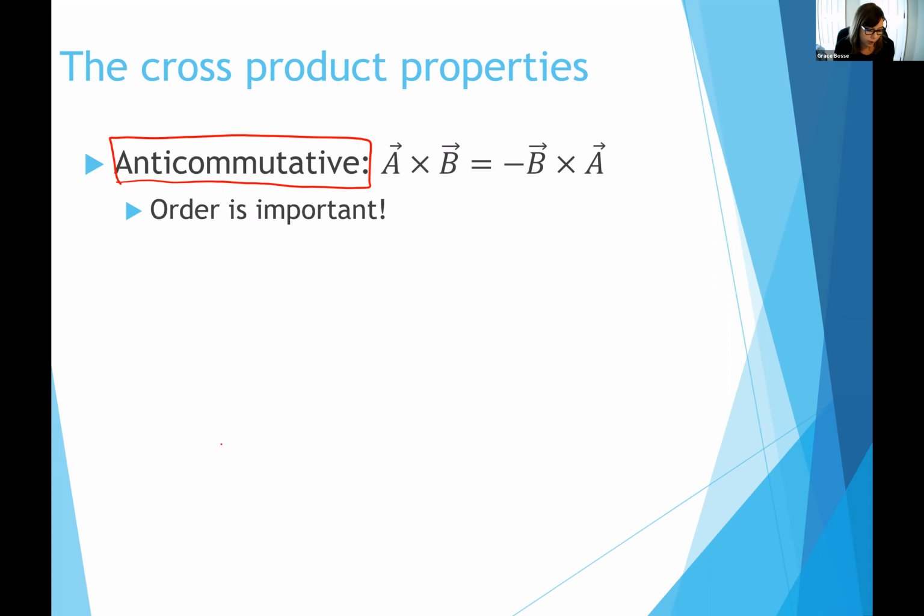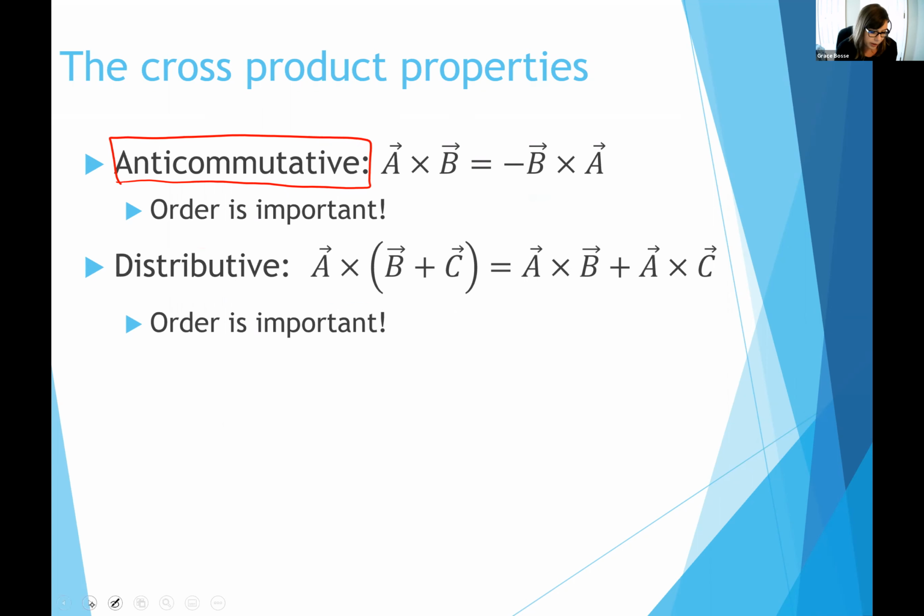Another property of the cross product that you want to remember is that it's distributive. So if you had A crossed with B plus C, then that's the same as A crossed with B plus A crossed with C. Again, be very careful with your order, that it's A crossed with each one of those. So A is still the first vector in each of those cross products.